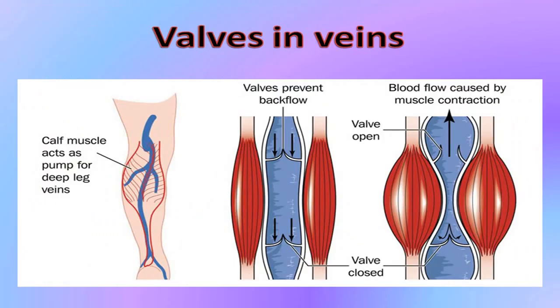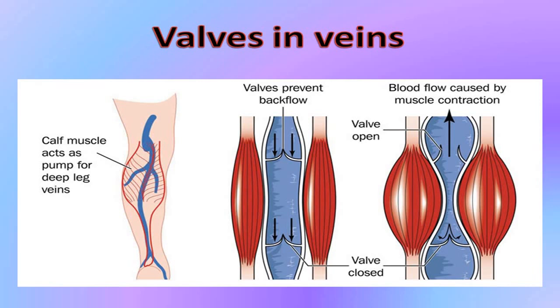Now the valves in the veins. There are some veins which are usually larger than 2 mm in diameter. They have valves. Valves actually allow the flow of blood only in one direction. Valves prevent the flow of blood in the opposite direction, and valves are present only in those vessels which are coming from the lower part of the body.